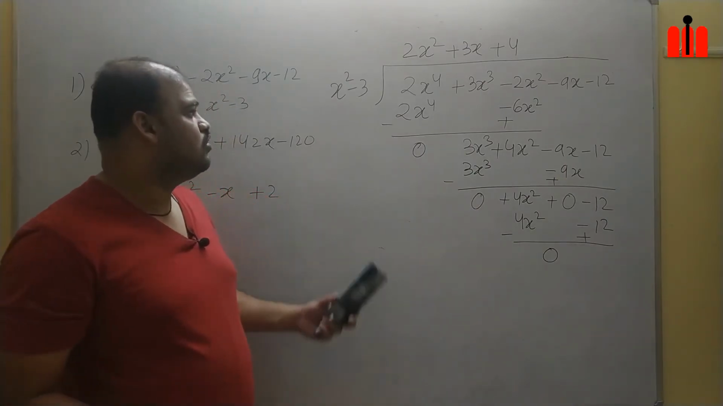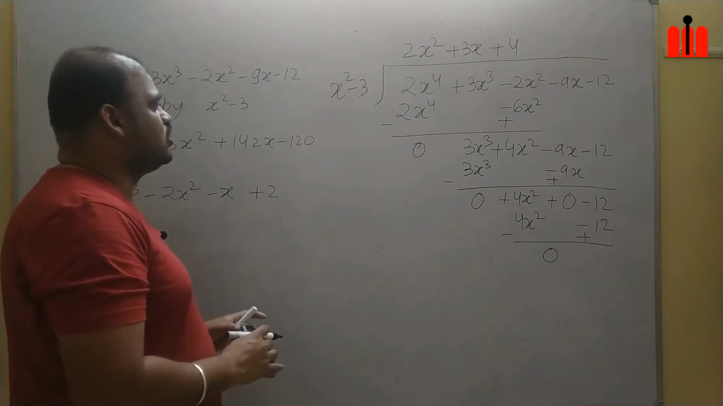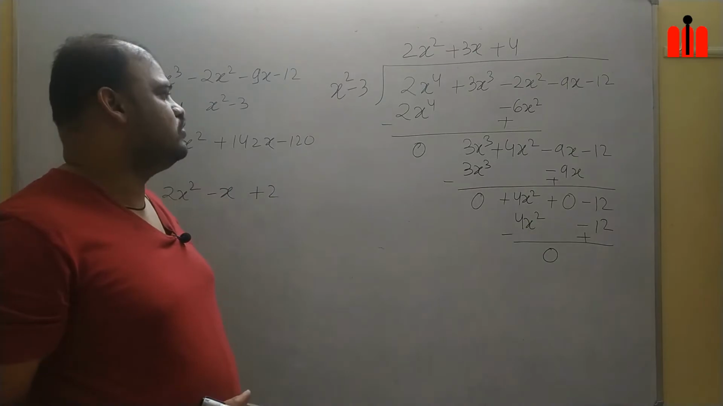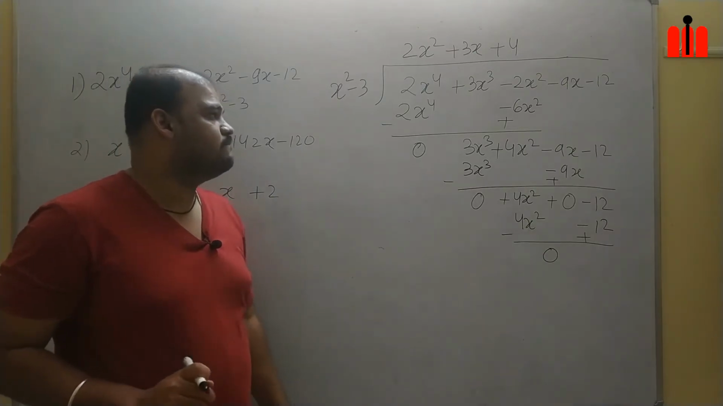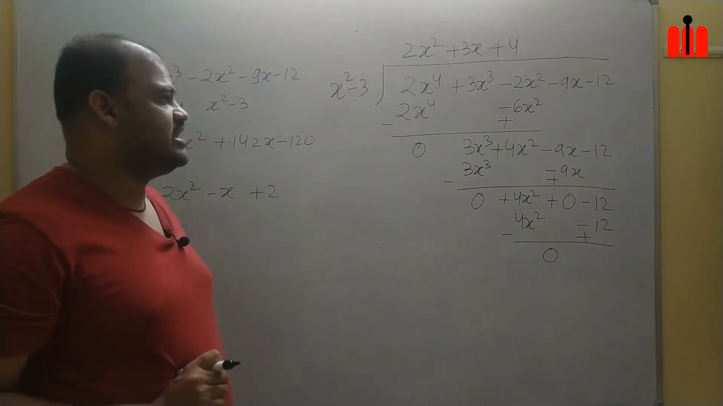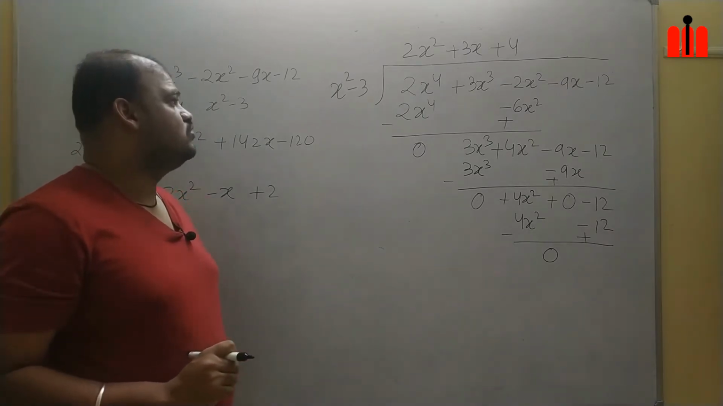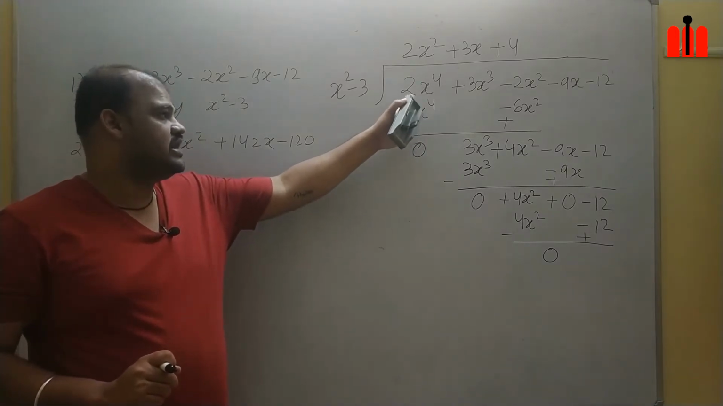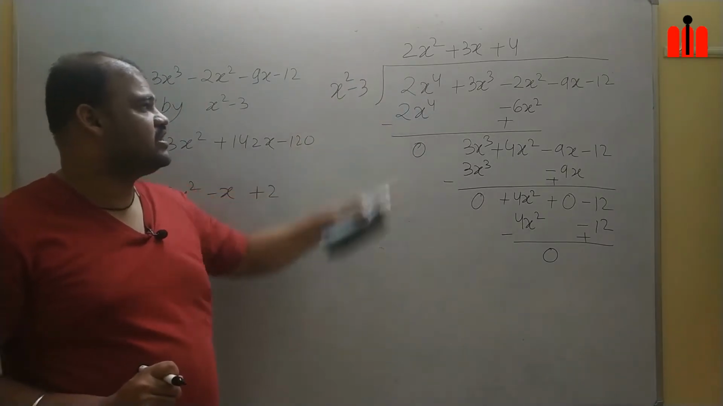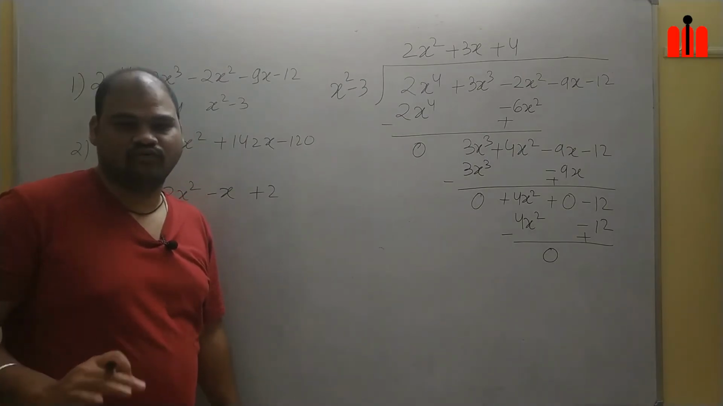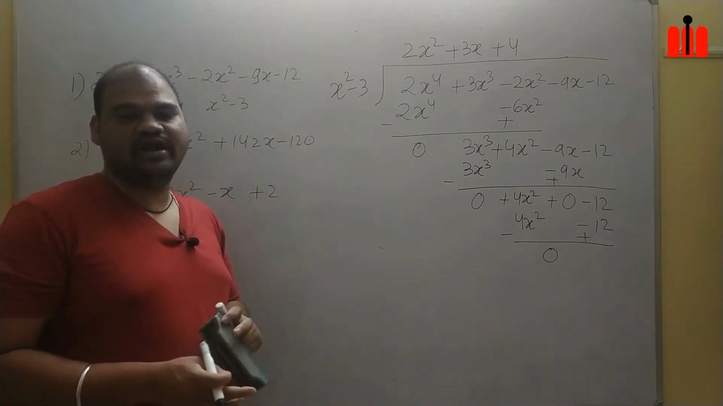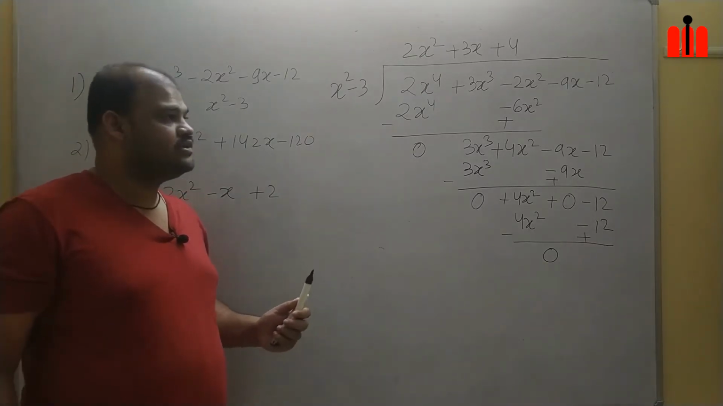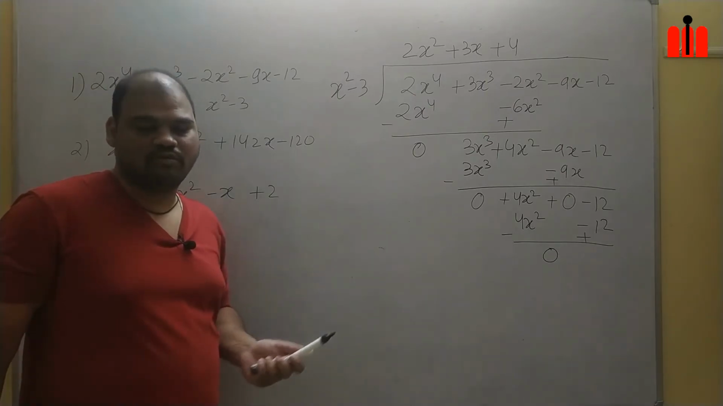So what will be the result of division for 2x to the power of 4 plus 3x cube minus 2x square minus 9x minus 12? If we divide this entire term by x square minus 3, then we will get 2x square plus 3x plus 4. And this is how we have to divide a polynomial by another polynomial. Are you getting it? Okay, so this completes problem number 1.